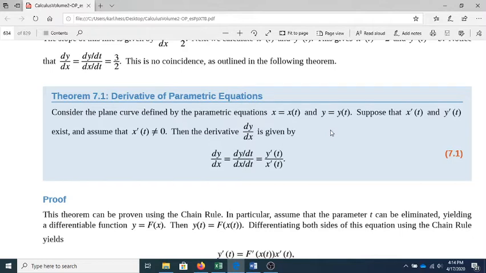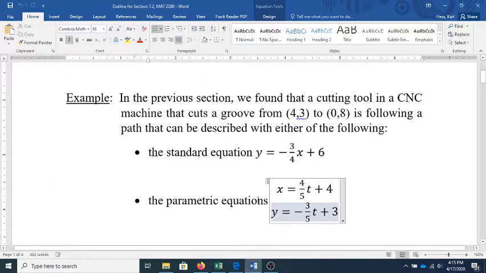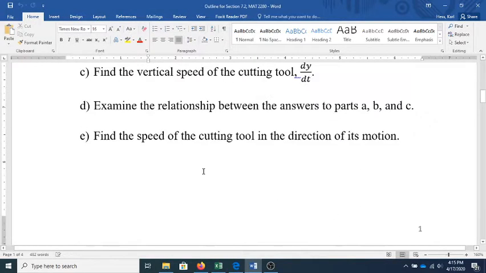Alright, one thing I did want to point out before I moved on is we can actually use the horizontal speed and the vertical speed to come up with the speed in the direction of motion. So that was part E. I guess we've already done part D. We discussed that relationship between those derivatives. But part E, find the speed of the cutting tool in the direction of motion.